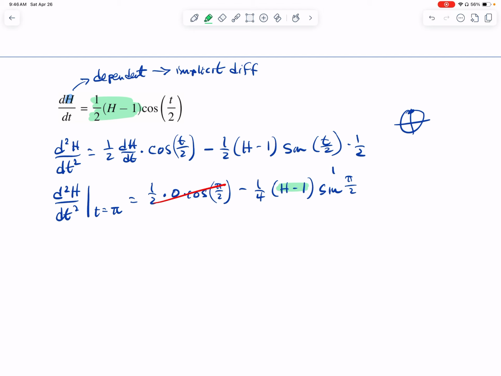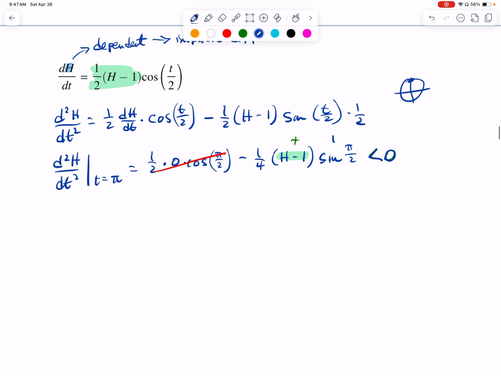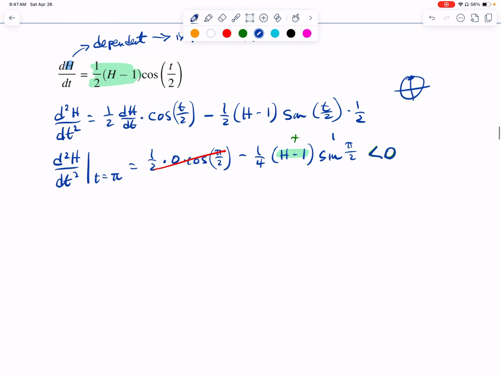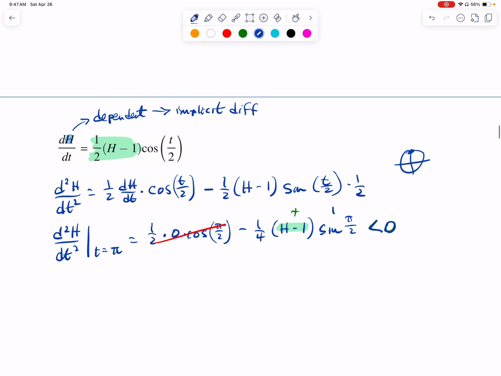H minus 1. Remember h is greater than 1, which means that that guy is positive. So I have a positive times this 1, which is also positive, times this negative 1/4, making the second derivative negative. I don't know exactly what number it is because I don't have the h value there. So I'm just going to say that it's less than 0, and that should cover it. That was in green, so I'll just draw over it with blue so it matches. Perfect. So this gives me enough to justify it.